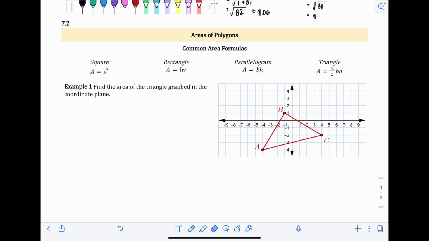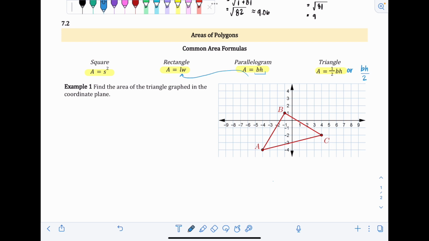7.2 is about finding the areas of figures that are graphed in a plane. So usually with area, you have to lean a little bit more on the formulas versus perimeter. So just a couple common area formulas for review. A square is area equals side length squared, like side times side. A rectangle is area equals length times width. A parallelogram is area equals base times height. And you can technically use base times height for a rectangle as well. And then for a triangle, it's area equals 1/2 base times height, or you can use base times height divided by 2 and have the same outcome.